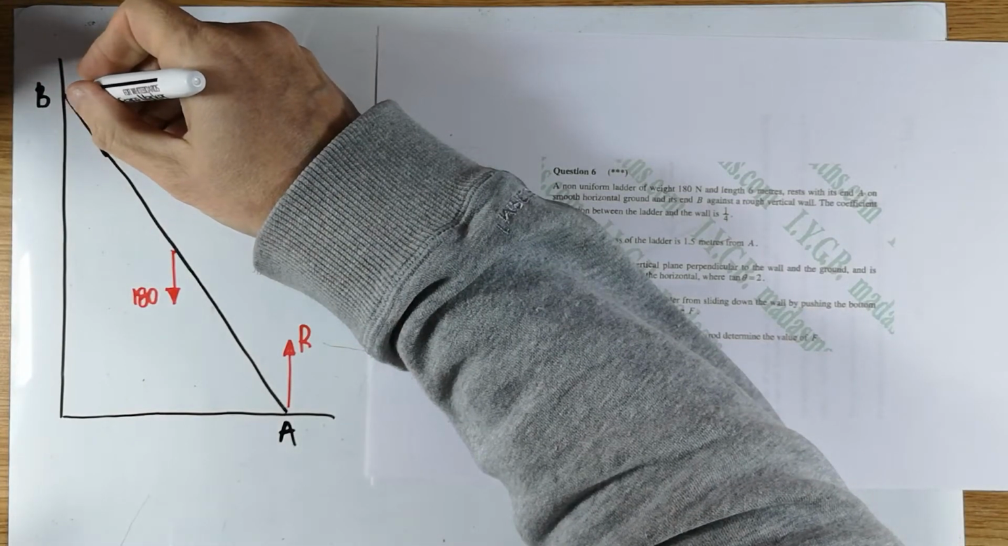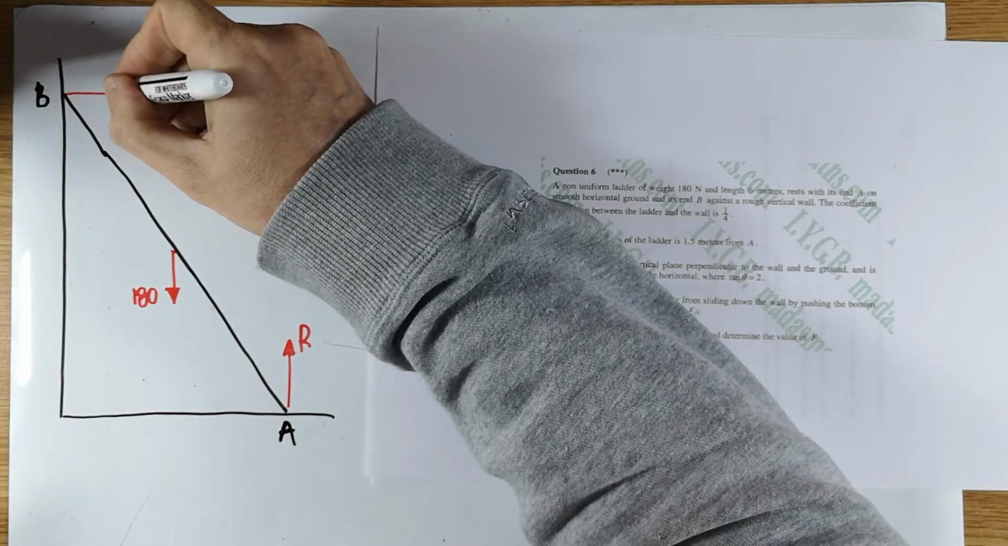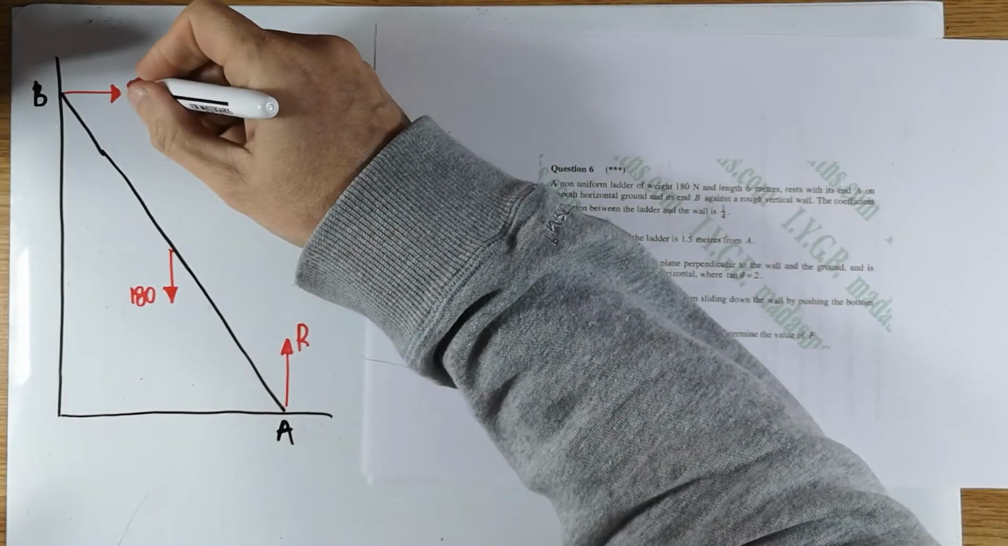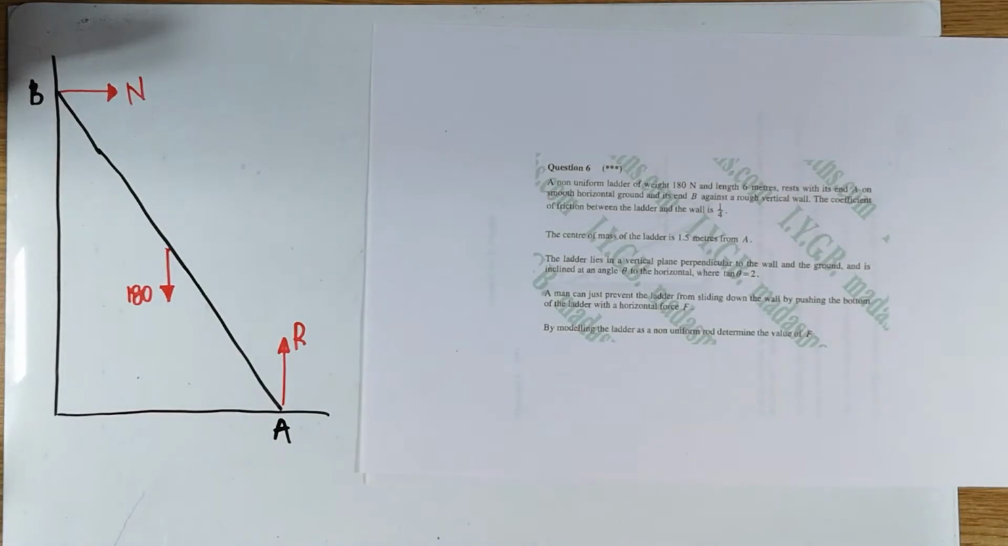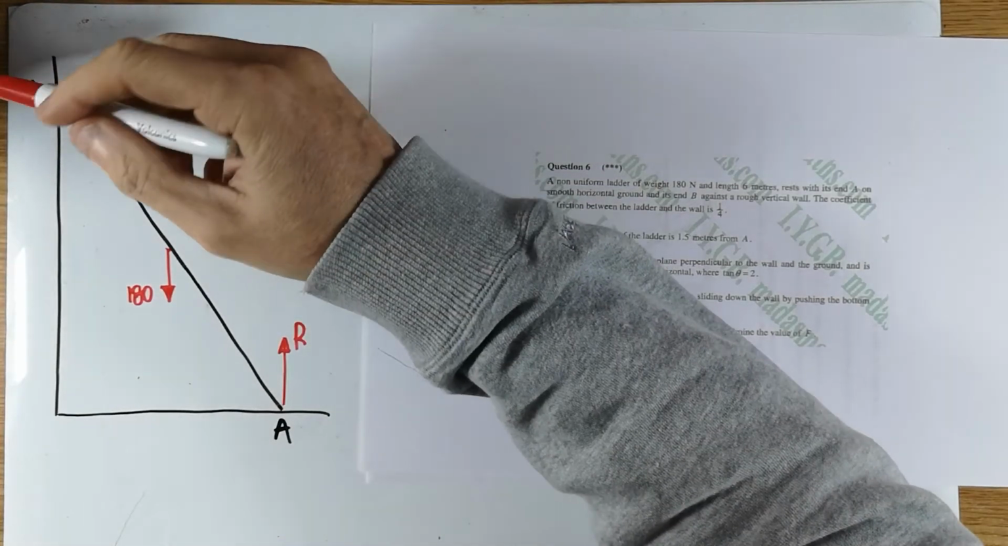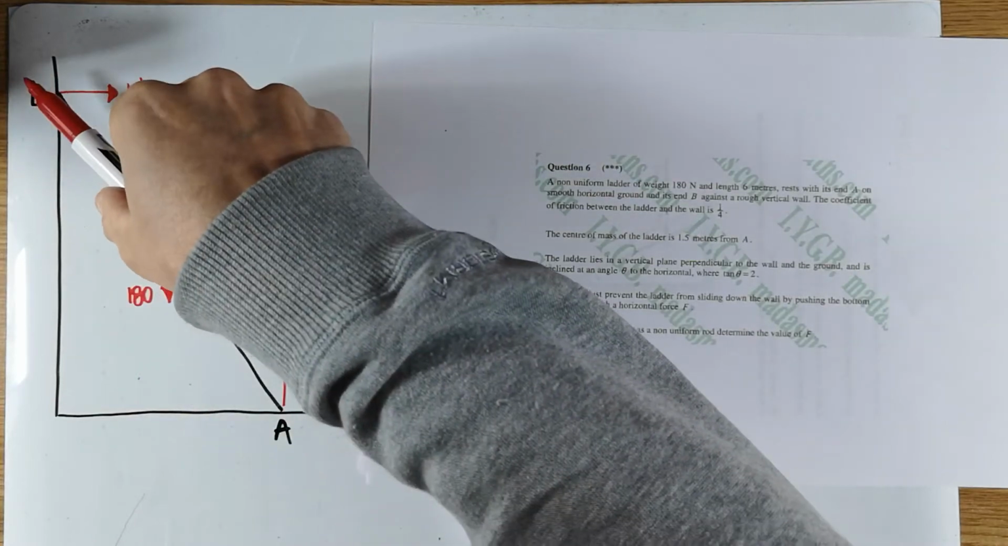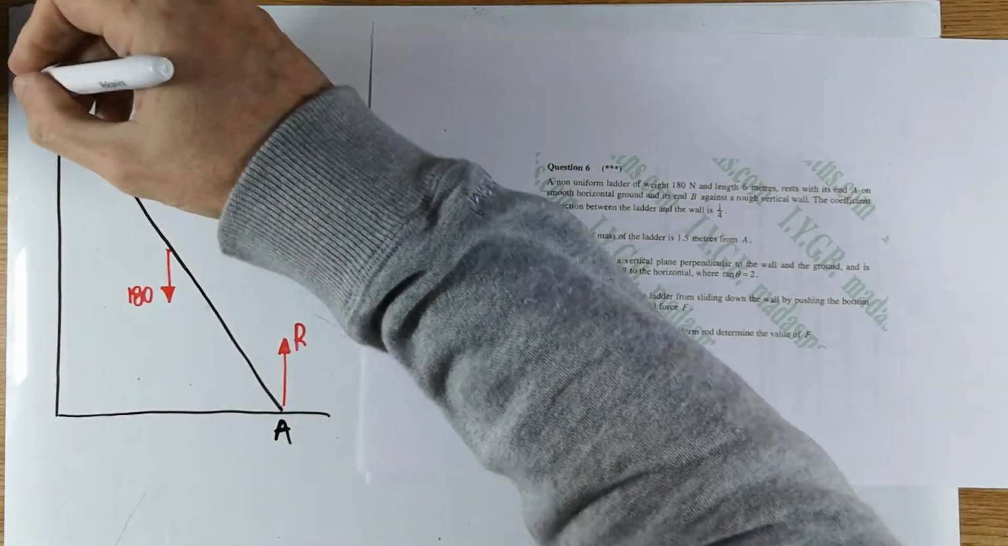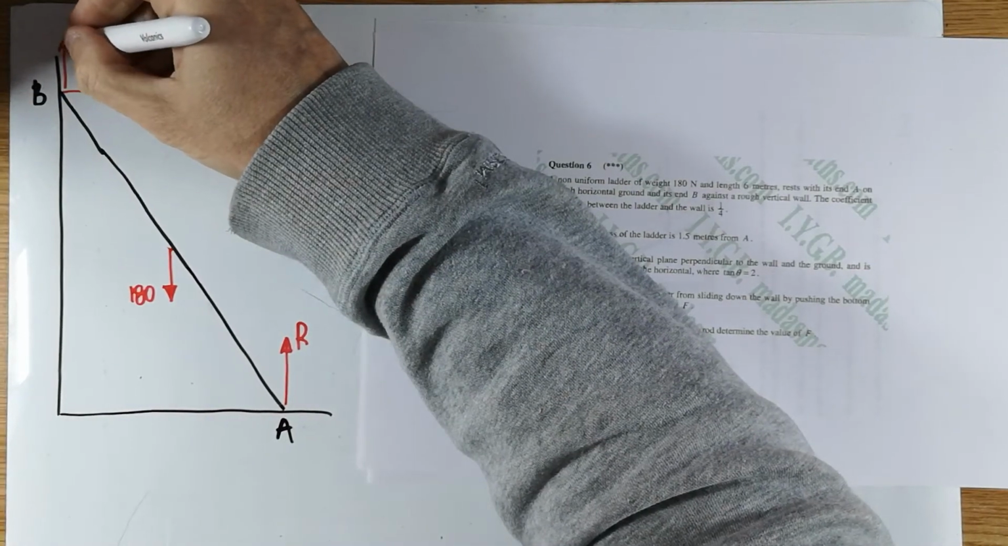So first of all, we're going to have a normal reaction. I don't like R1, R2. I'm going to use capital N for normal. And there's friction there. So which way is friction going to be acting? Well, the ladder wants to slide down. Friction will try to stop it from sliding down. So the friction must be acting in this direction.